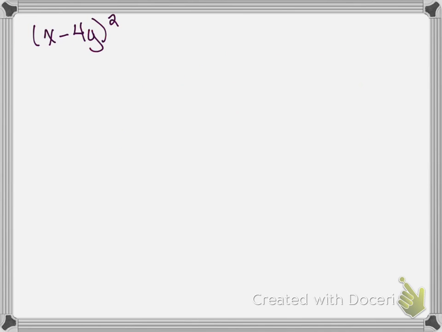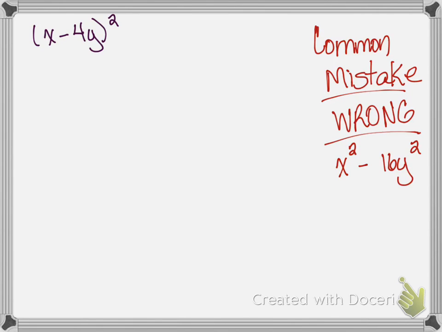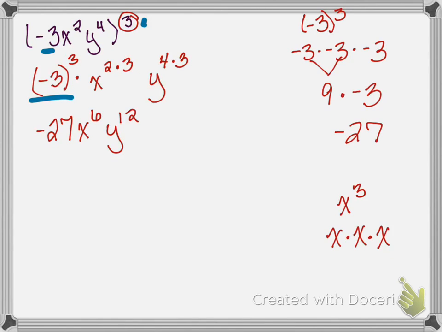Okay, let's look at our next one. x minus 4y squared. Okay, a very common mistake. So, common mistake. This is wrong. The wrong way to do it is students square the x and then they square the 4y squared. Okay? Students do that all the time. And what they're remembering is what we did right here. How we gave that exponent to everything inside parentheses.